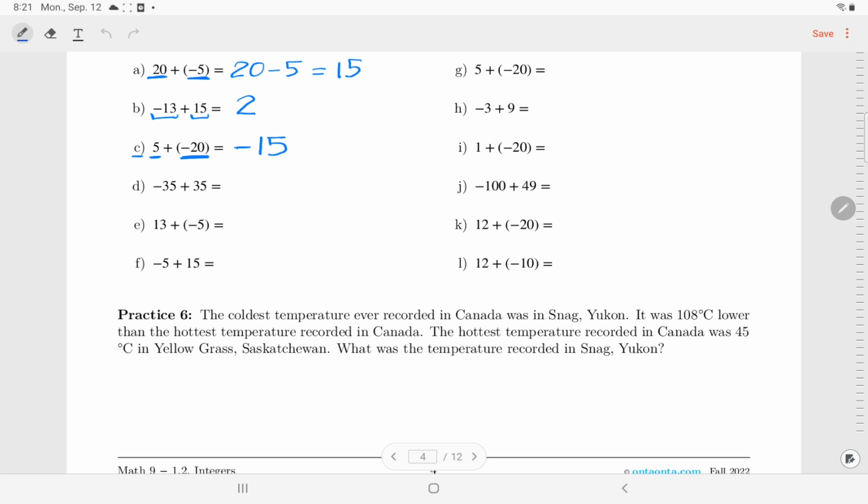Now pause the video and complete practice 5, and check your answers.